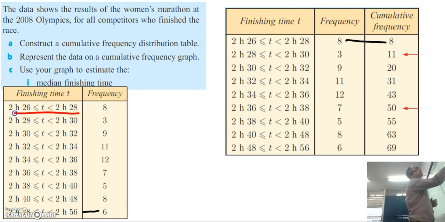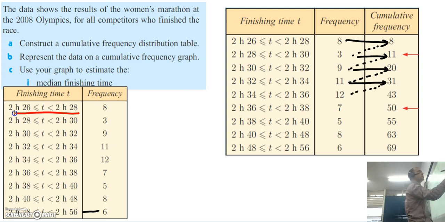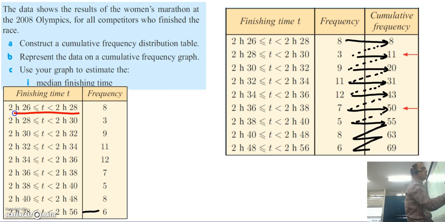You roll your first value over and then you will add that value with a 3 to get 11, and then 11 added to 9 gives me 20. 20 added with 11, 31. 31 with 12, 43. 43 with 7, 50. 50 with 5, 55, and so on.